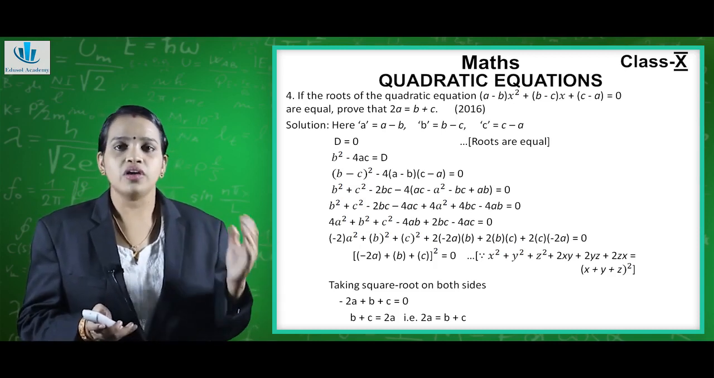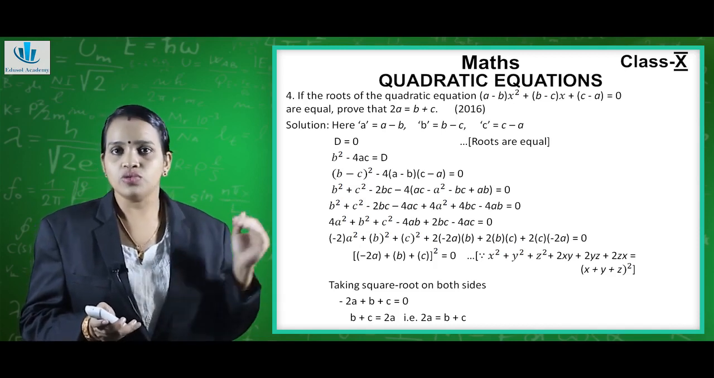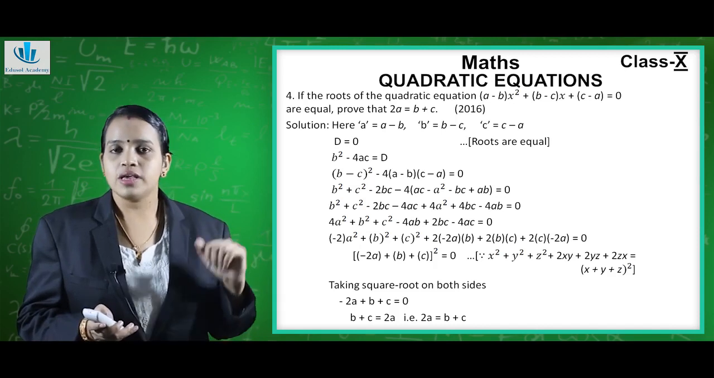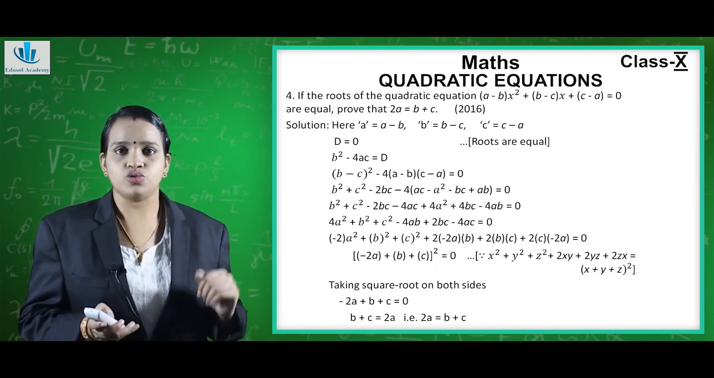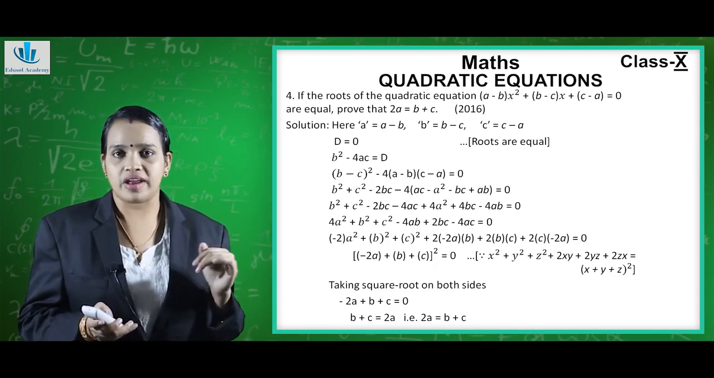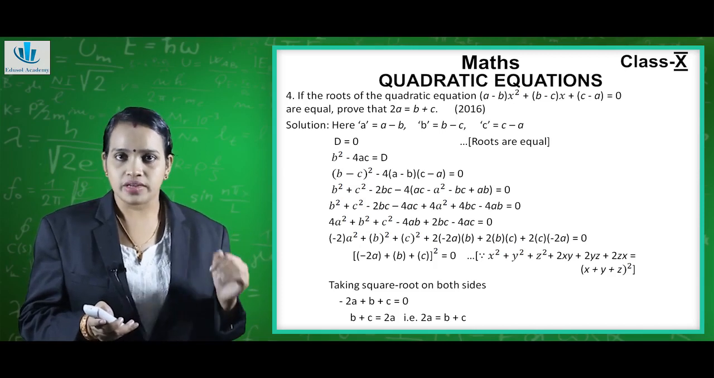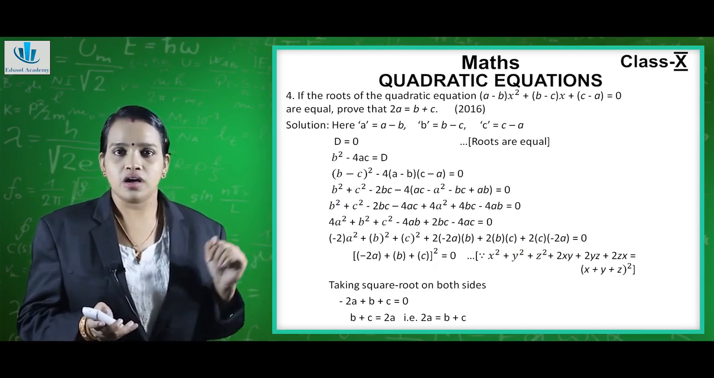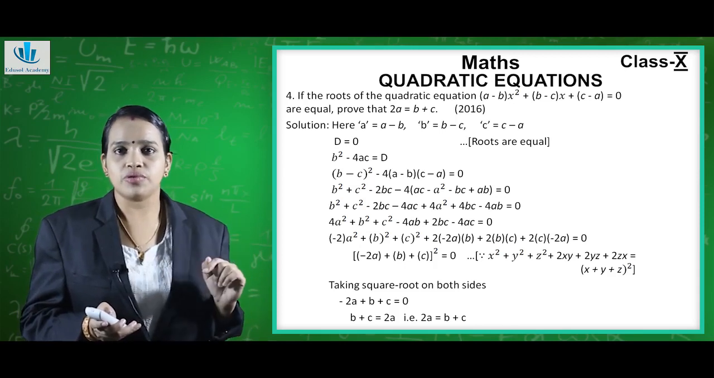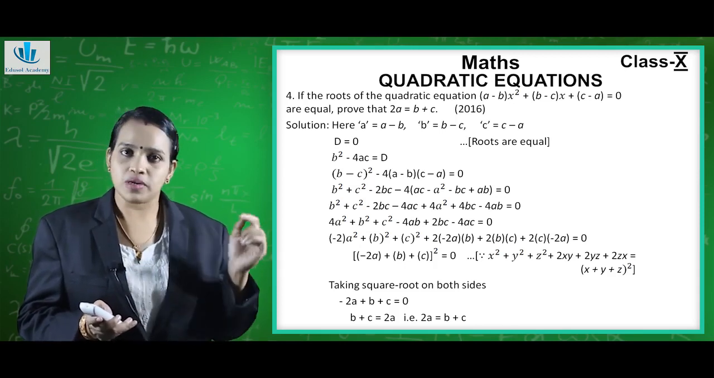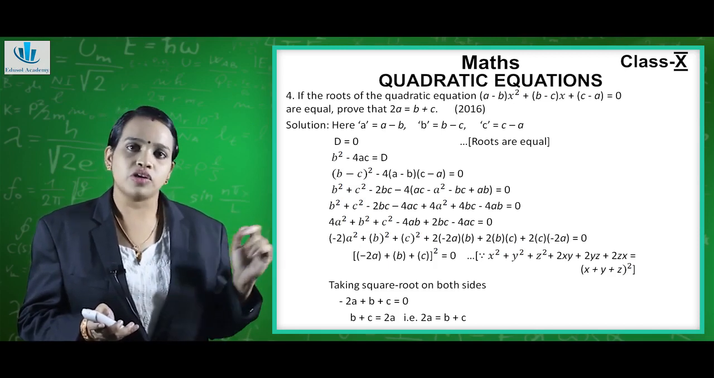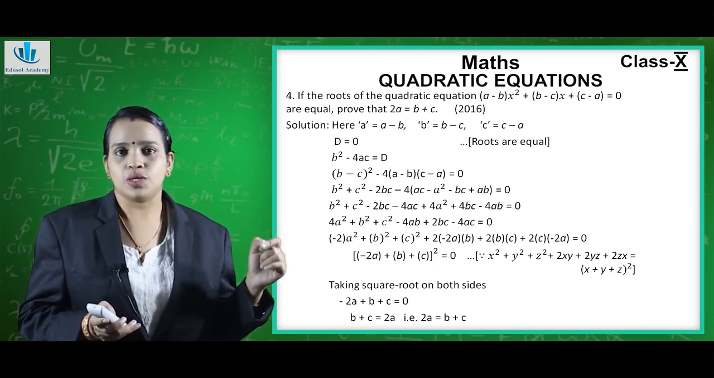What we will do, we will take all the power with 2 together. So it becomes 4a raised to 2 plus b raised to 2 plus c raised to 2 minus the remaining we can write over here. So it becomes minus 4ab and plus 2bc. How you got it? Minus 2bc plus 4bc is equal to plus 2bc, and what remains? Minus 4ac, which is equal to 0.